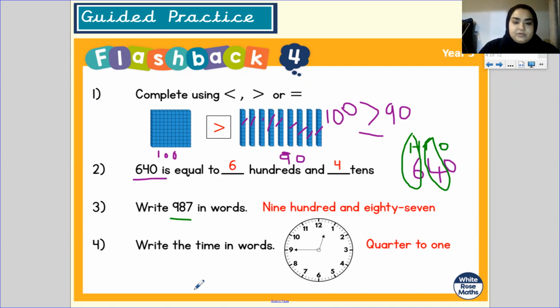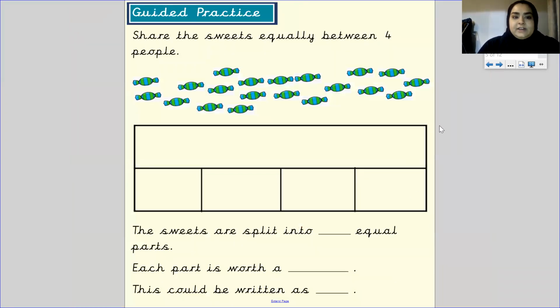Now, question number 4 says write the time in words. Now, I've got a clock here and it's showing me 1:45. And the reason I know it's showing me 1:45 is if I split this clock into 4 parts, I know that 3 is always 1/4 and 9 is always 1/4 because it's going to the next hour. Fantastic.